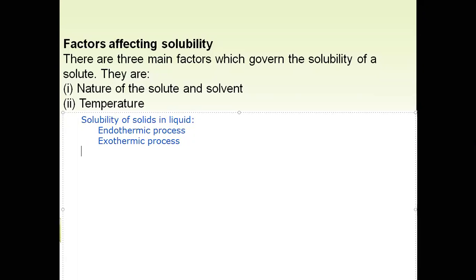So next, solubility of gases in liquid. So first, solubility of solids in liquid and solubility of gases in liquid.